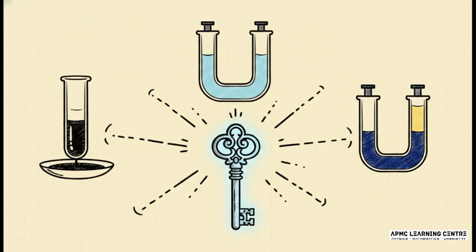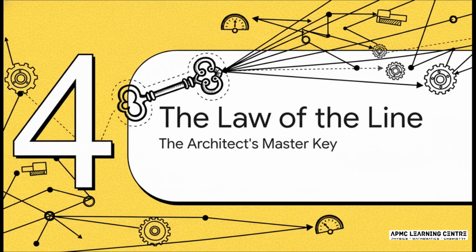So, we've got the barometer, we've got the manometer. They seem like different tools with different setups and maybe different math. But what if I told you there's a secret, a single, powerful, and almost ridiculously simple rule that unlocks all of these problems? A barometer, a manometer, even a super complicated one with 2 or 3 different liquids, they all bow to this one rule. This is it. This is the architect's master key. It's the one thing you need to solve any of these problems. I like to call it the law of the line. And trust me, once you see it, everything is going to click into place.